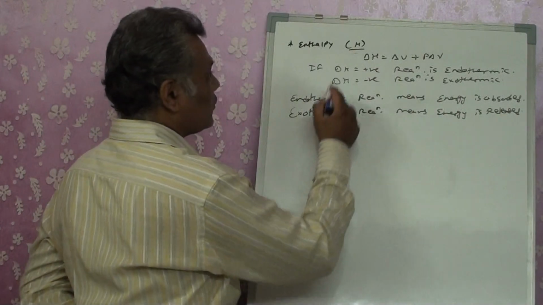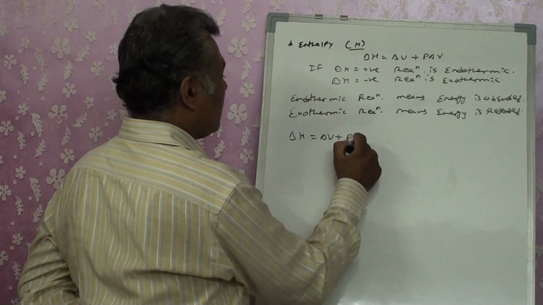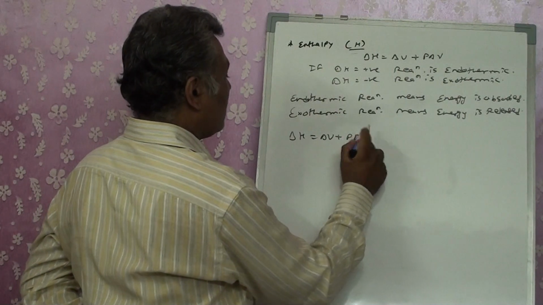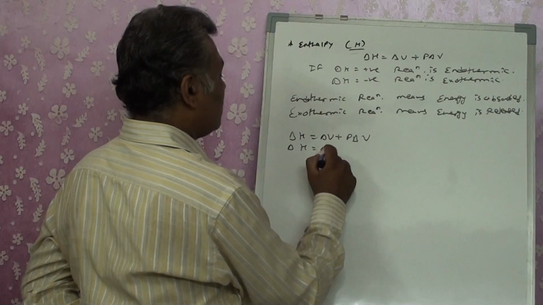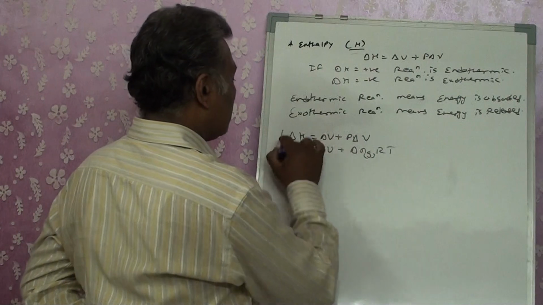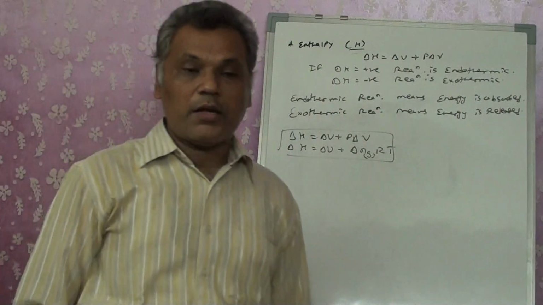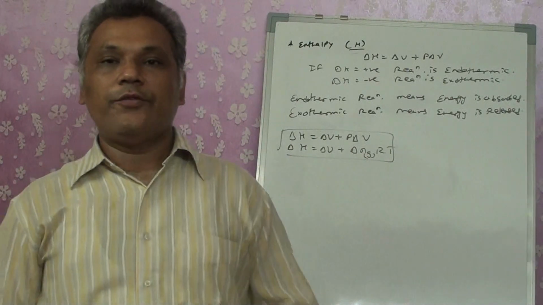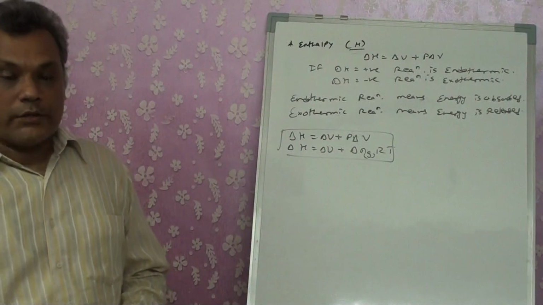So for numericals we want to remember delta H is equal to delta U plus P delta V, and delta H is equal to delta U plus delta Ng RT. These are the equations of the enthalpy, a new state function that we studied, which we are going to use for the numericals.